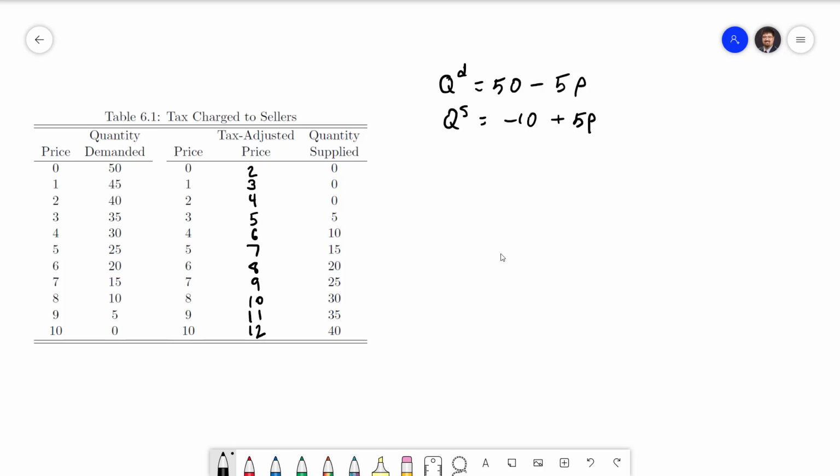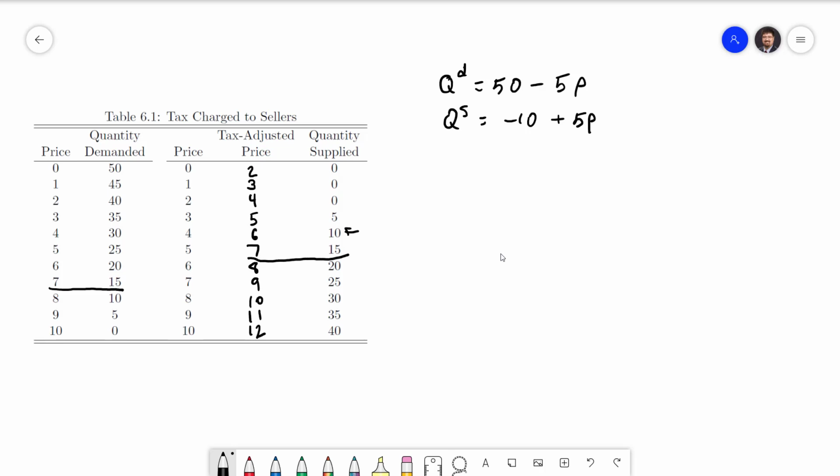We can use this new tax-adjusted price to figure out what is going to happen in the market. Remember that previously, the price of 6 and quantity of 20 was the equilibrium. That's not going to work anymore because at a price of 6, our suppliers will only supply 10 units. So we need to find the new place where these match up. We can see that this happens at a price of 7. We have 15 units demanded, and then a tax-adjusted price on the seller side, 15 units are supplied.